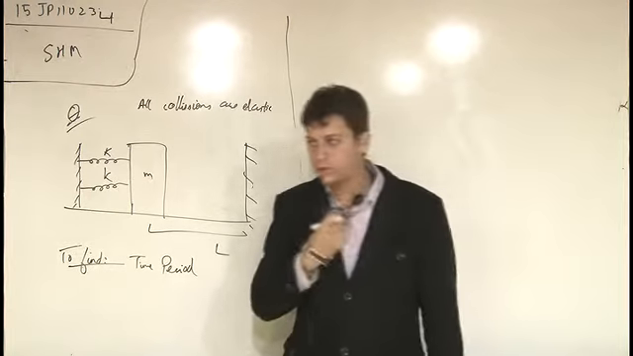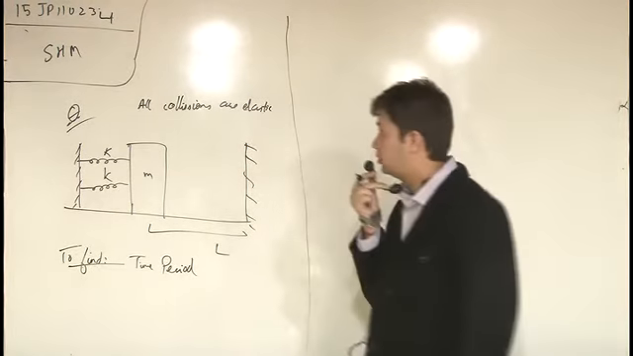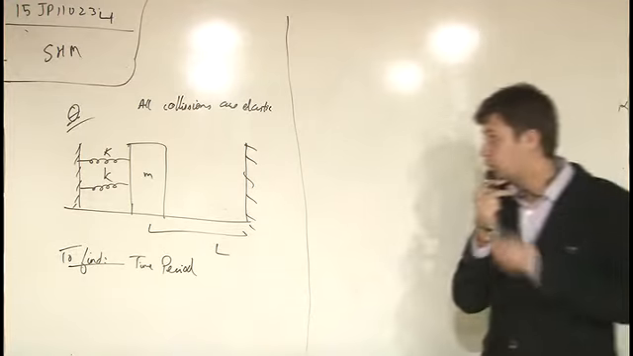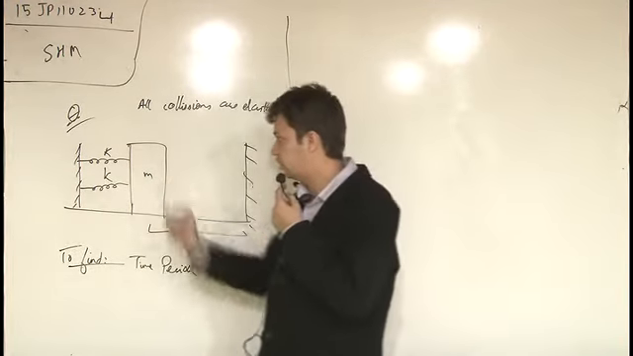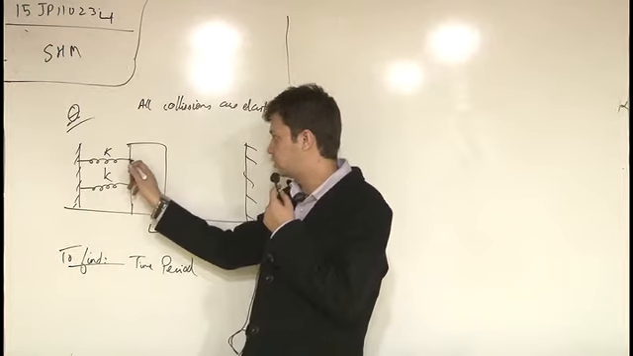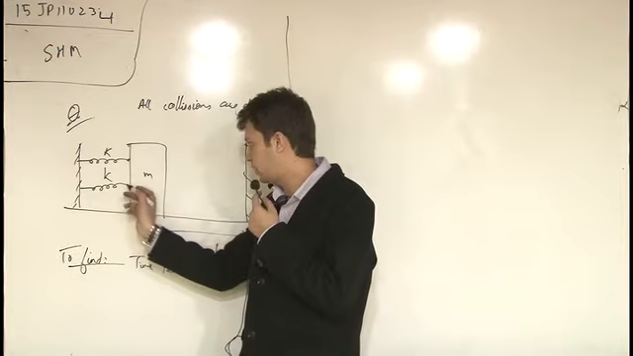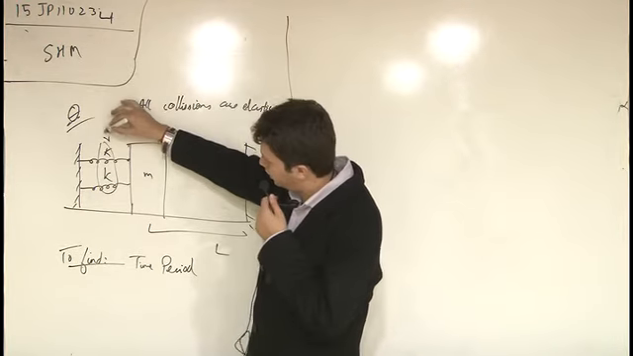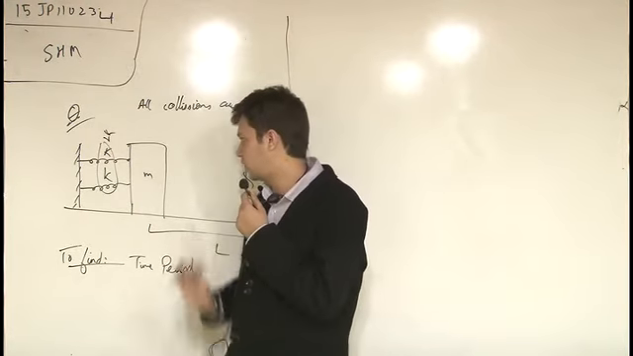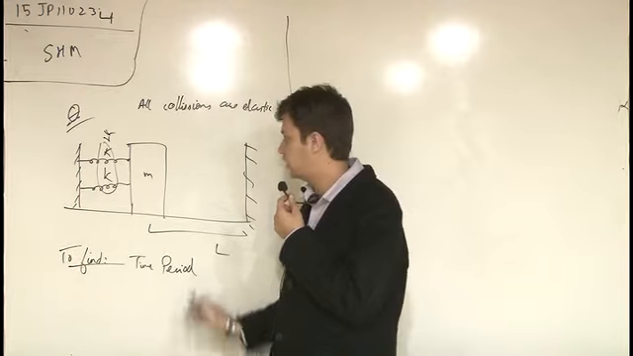Hello dear students, today we are going to discuss the question code 15 JP110234. So what is given in this question is that there is a block of mass M which is connected by two springs. It is not actually connected, it is just pushed. So one thing we can say is that the equivalent spring constant is equal to 2k, that is k plus k, since these springs are in parallel.